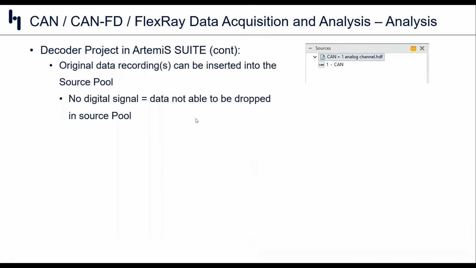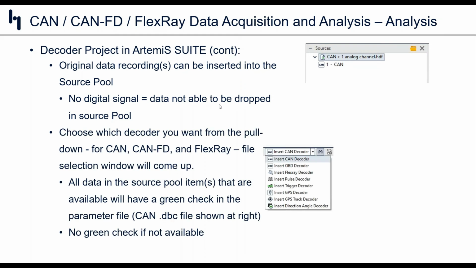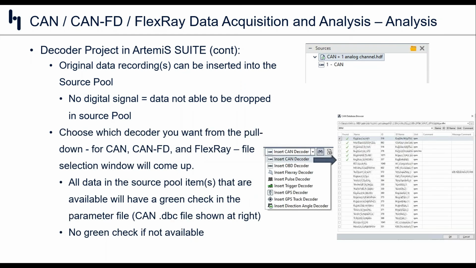Original data recordings can be inserted into the source pool. You can select a number of items and drag and drop them into the source pool. Something to note though, if there is no digital signal, no CAN signal, no tach or pulse signal, no GPS, it will not be inserted into the source pool. You can choose which decoder you want from the pull down in the decoder pool. For CAN, CAN FD, and FlexRay, a file selection window comes up where you choose the appropriate file.